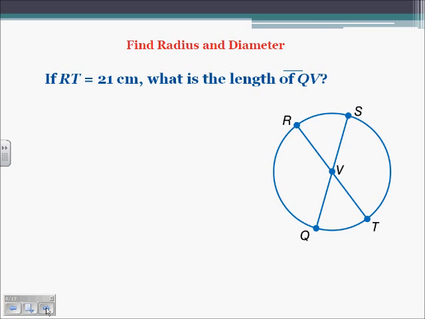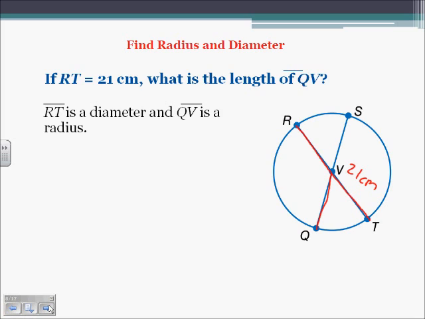Finding radius and diameter. If RT is 21 centimeters, what is the length of QV? So we know RT is this segment right here, and that's 21 centimeters. Since RT goes through the center and has endpoints on the circle, it's a diameter. And if we look at QV, it starts at the center with one endpoint and the other endpoint is on the circle, so we know that is a radius.